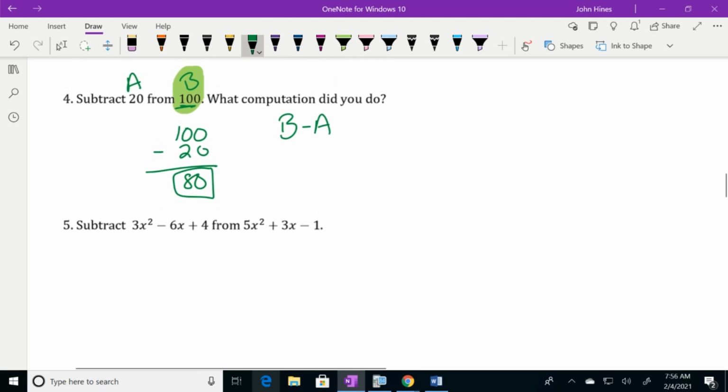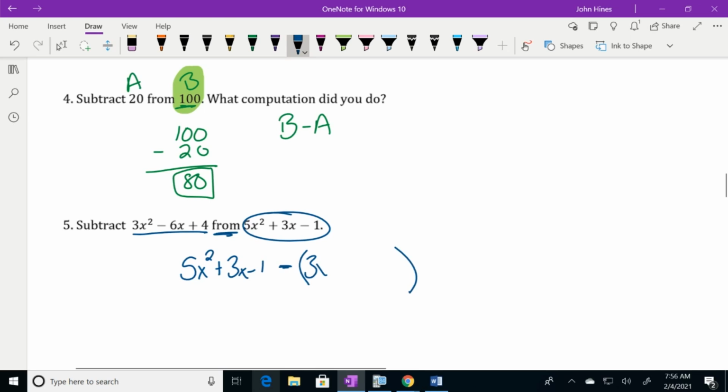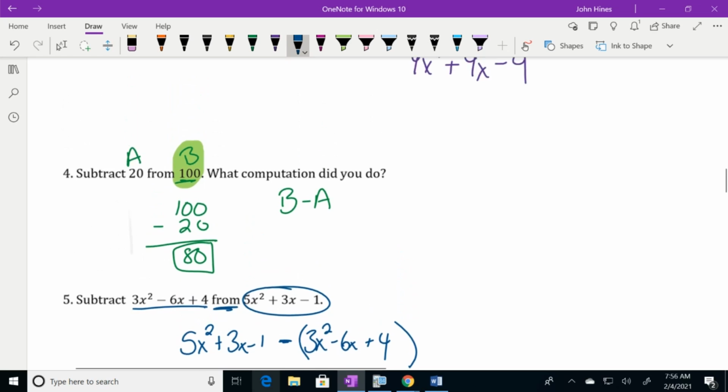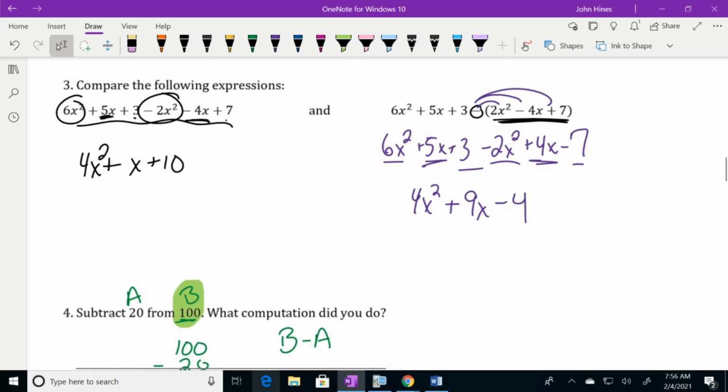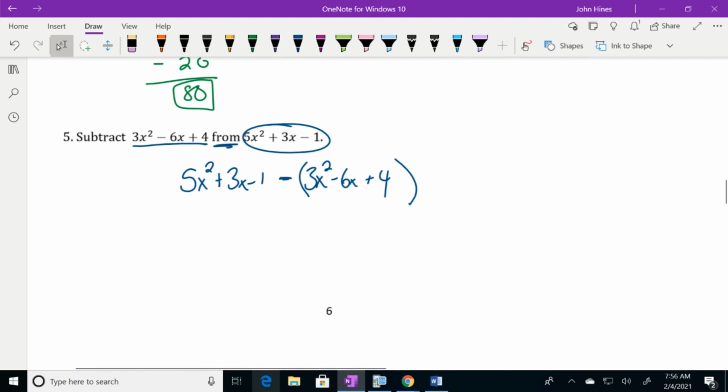So when in polynomial land, it really matters. Subtract 3x squared minus 6x plus 4 from this guy. This guy comes first. This, take away this entire thing. What am I subtracting away? This entire polynomial here. Notice I use parentheses, and like we just talked about, those parentheses have an effect on the equivalence of the expression we create. So subtract A from B, we do B minus parentheses A.